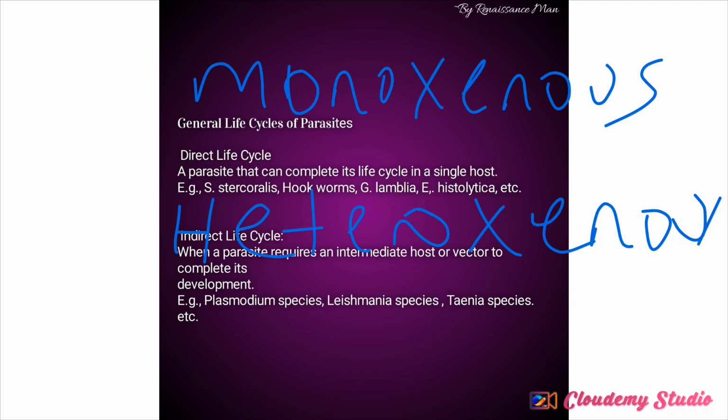You just contact it, maybe through kissing, through sexual intercourse, through consumption of contaminated water, consumption of contaminated food, and so on. An indirect life cycle requires a particular vector. It requires an intermediate host. We now have the developmental stages of parasites. We have two.